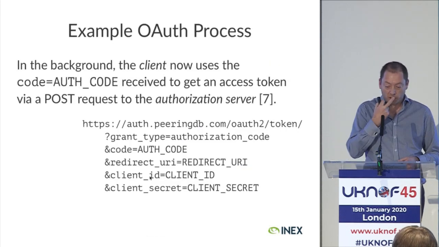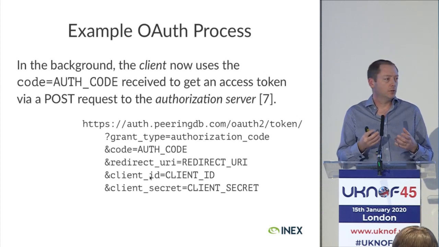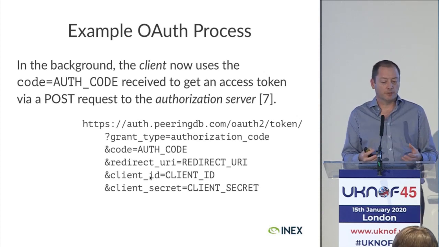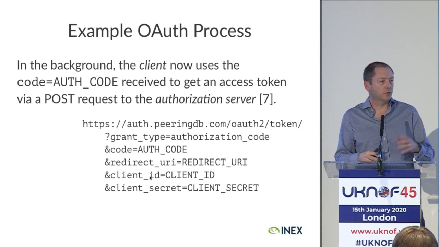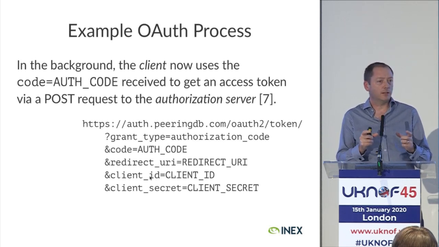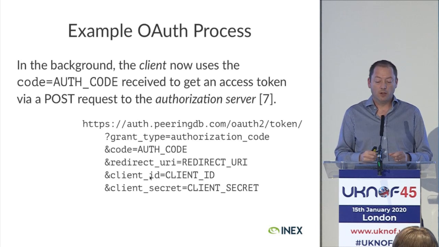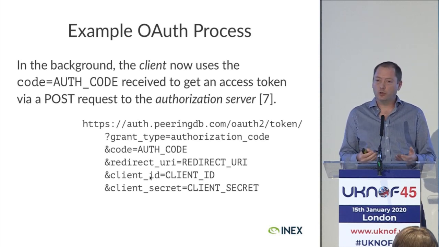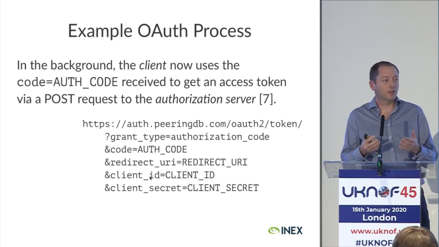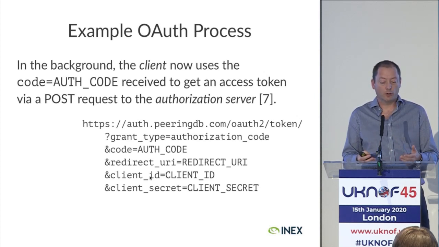So what IXP Manager does is it gets this auth code, and this auth code has gone through the user's browser, so it's not secret to the user. But it is the unique code that says that this user has authorized PeeringDB to give some information to IXP Manager. What IXP Manager does with this auth code is it creates a new POST request directly to PeeringDB. So we go off to PeeringDB with the auth code.